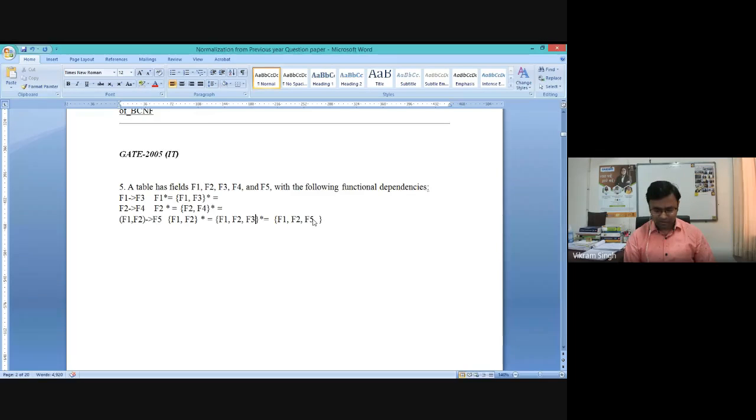Okay, so 5. Now if you check the first FD, F1 determining F3, it means by having simply F1, because in the intermediate stage I have F1, F2, F5, so by simply having F1 in my hand or temporary storage, I can claim F3 is also accessible. By having F2, I can claim that F4 is also accessible. It means for this particular database relation or table, F1 and F2 is the only set of attributes which can act as a candidate key, right?